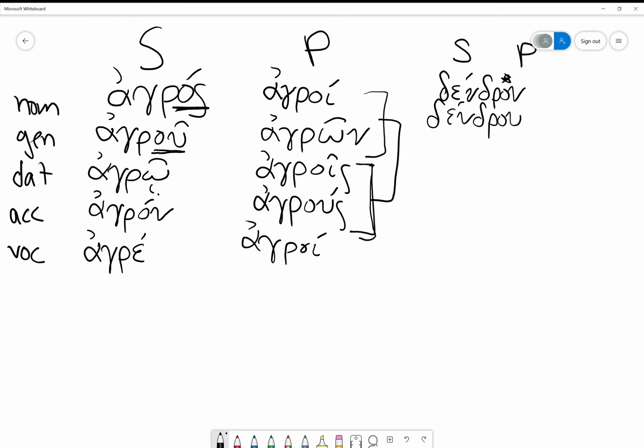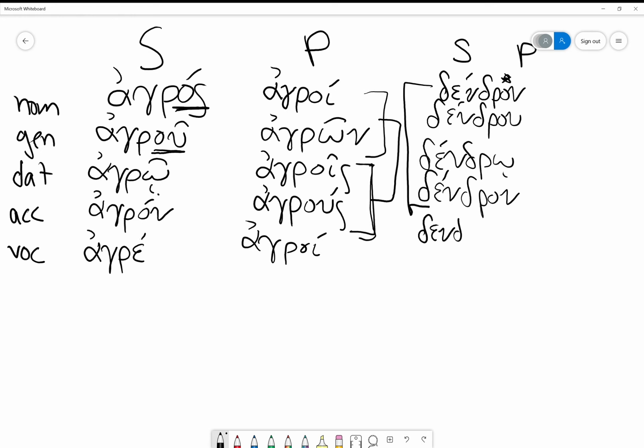And then we have dendrou. And notice the accent mark is not at the end of the word here. We only get the circumflexes when the accent naturally falls at the end. And then we have dendro. And then we have dendron again. These are the same form. Every single place that you find a neuter, the nominative and accusative are always the same. And then the vocative is also going to be the same.